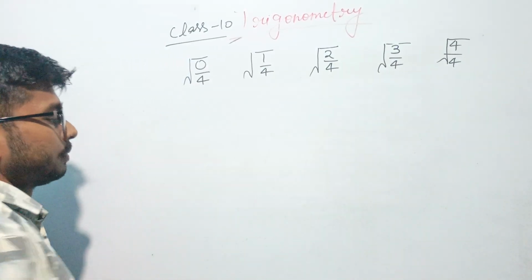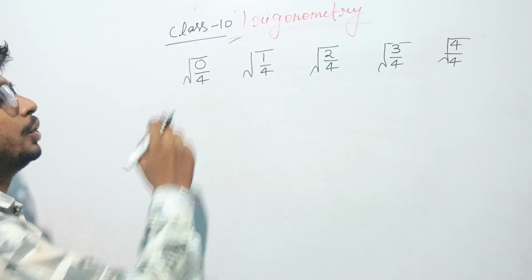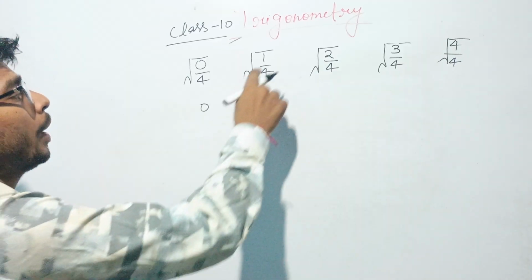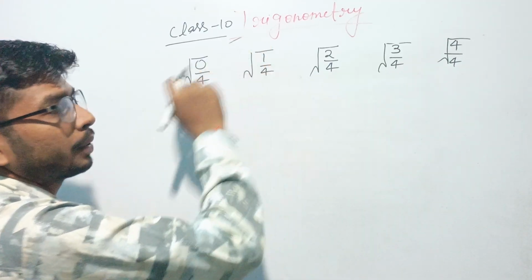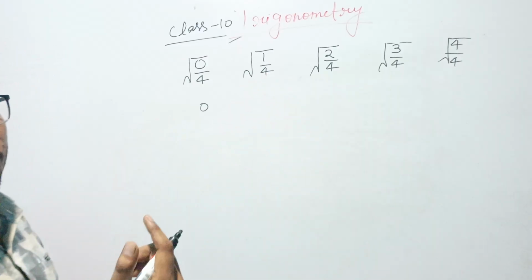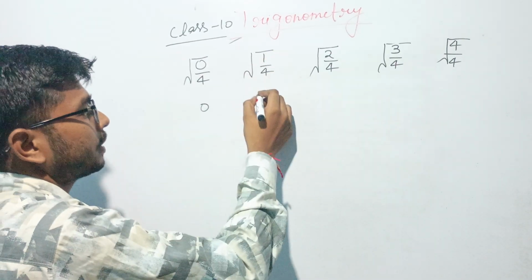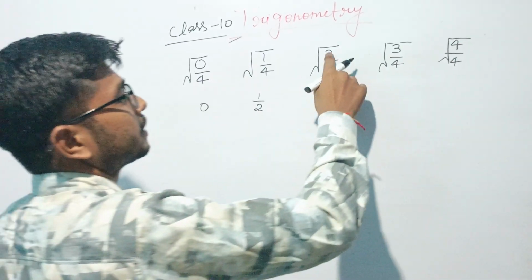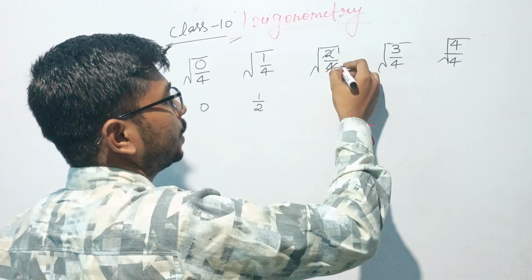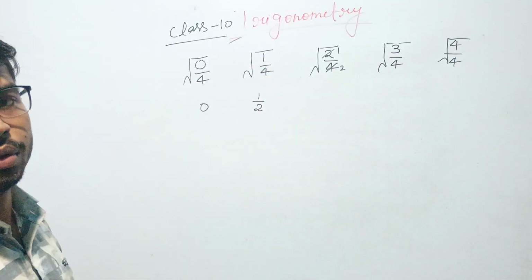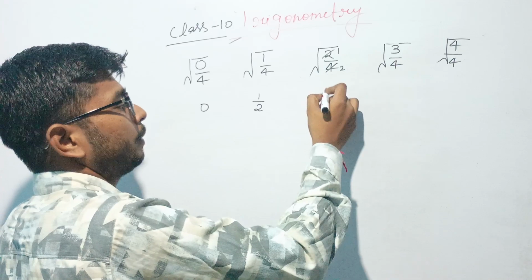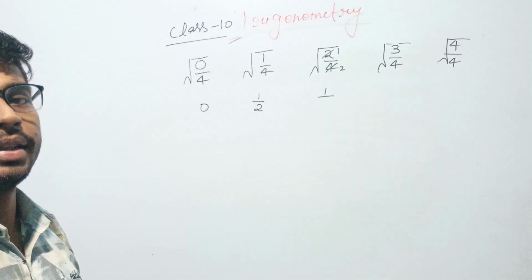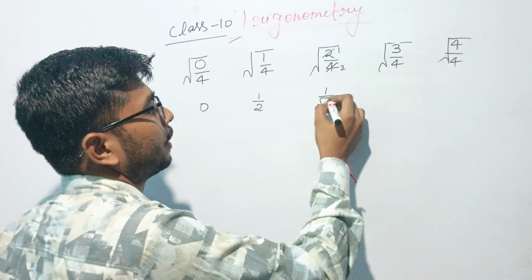So 0 by 4, we will get 0 only. 1 upon 4 square root: 4 will come out, so it will be 2, and the upper side is 1, so 1 by 2. This we can cut, 2 1s are 2, 2 2s are 4. So 1 will come out, it will become 1 only, and 2 can't come outside the square root, so we will write just square root 2.